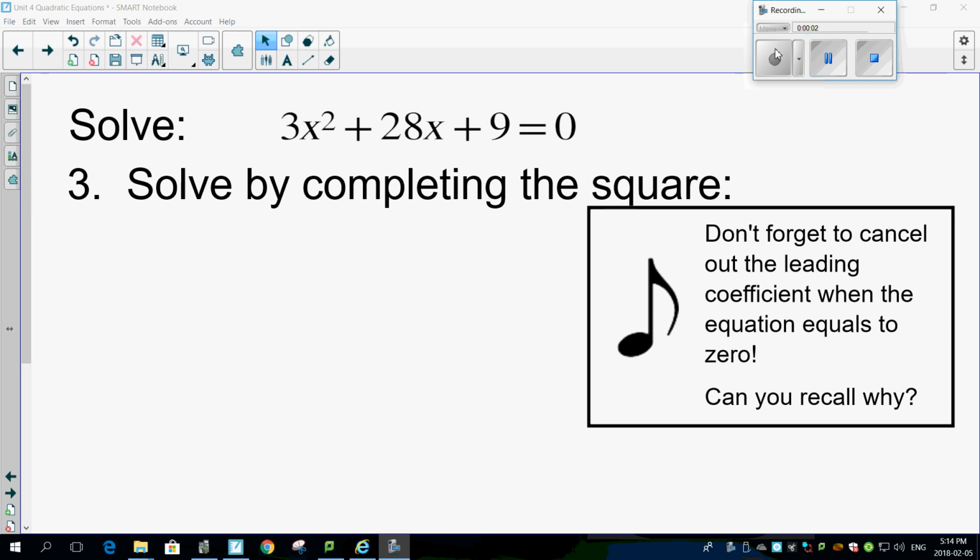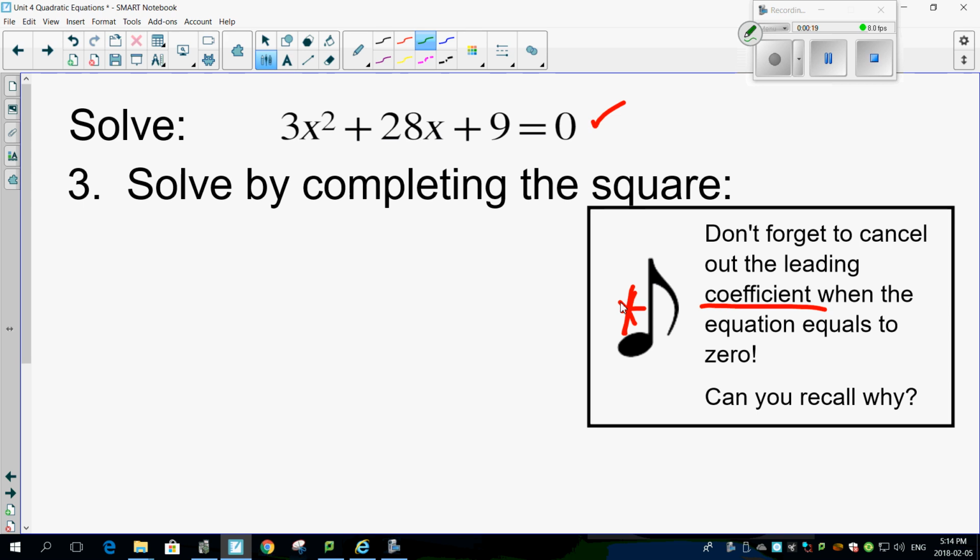Okay, well, let's complete the square here. Now, remember a couple things about completing the square. Once we've completed the square, we can actually cancel out the leading coefficient. Why? Well, because this equals 0. We're canceling both sides by 0. There we go. It's done. It's easy peasy. Let's go, though.